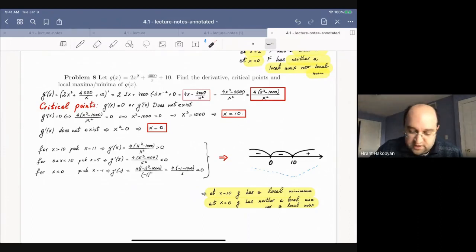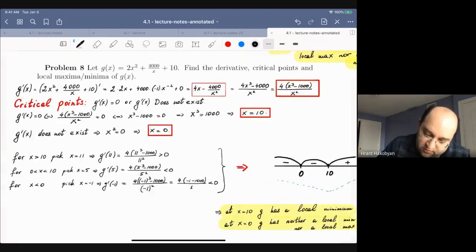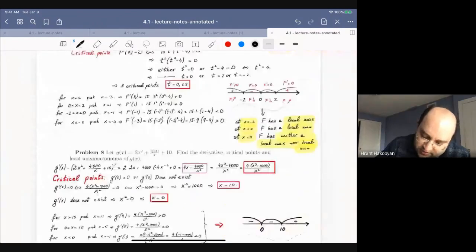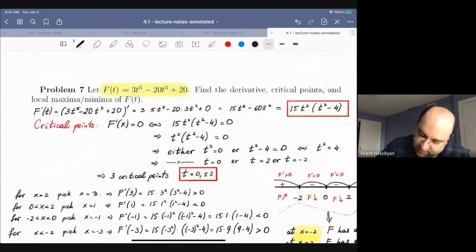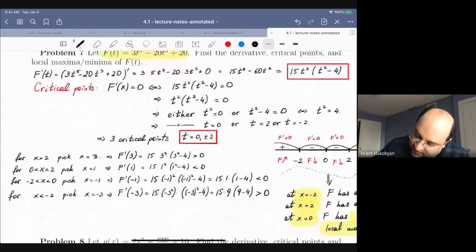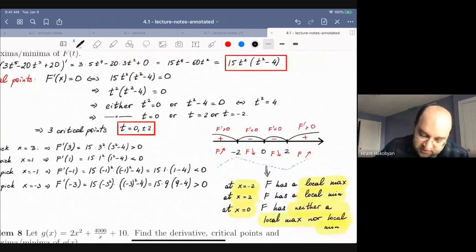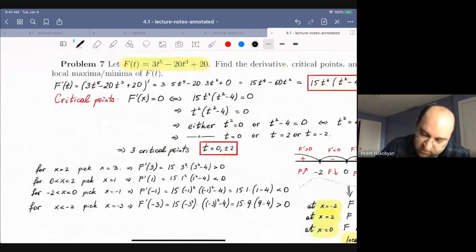But if that's the case, all you have to do is also plug that value inside f and find out what it is. So let me do it on one example here. So for instance, let's do this one here. Okay, so we found that f has a local maximum at x equals -2.